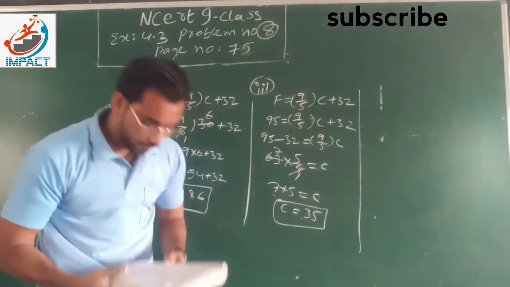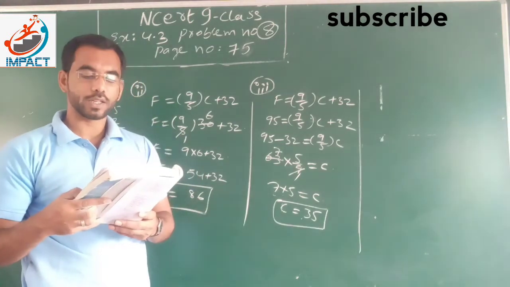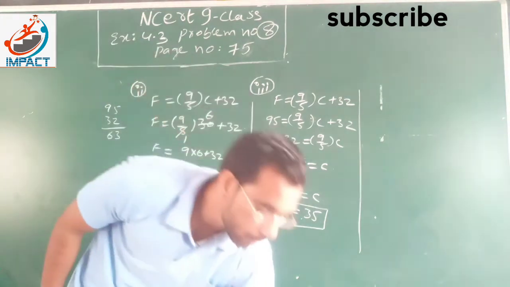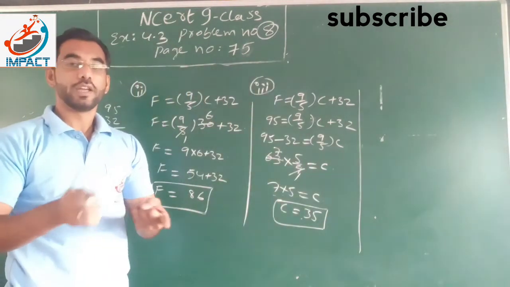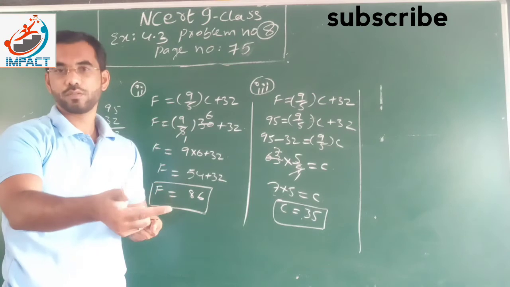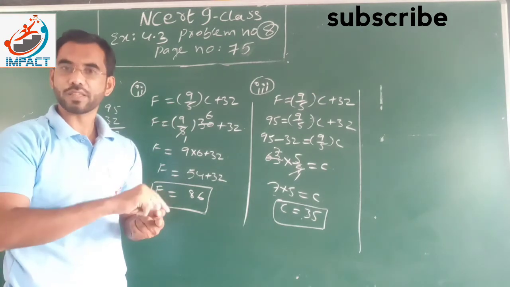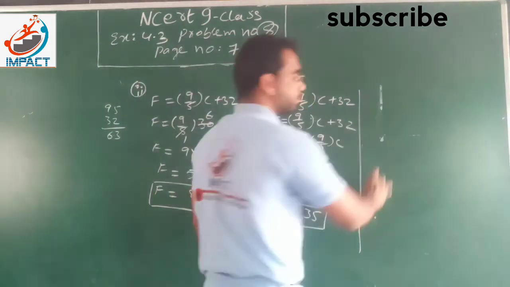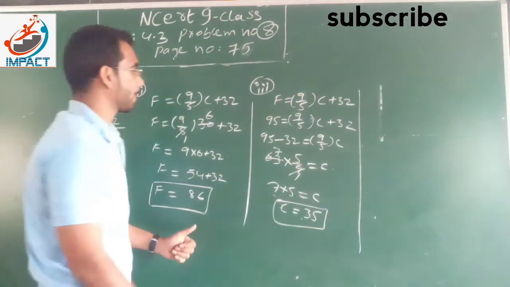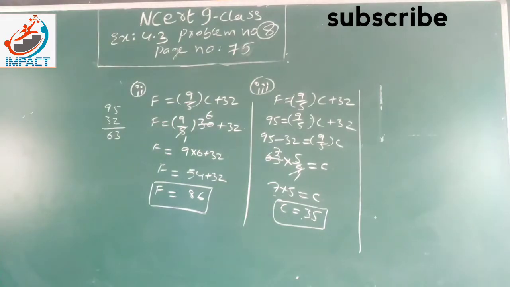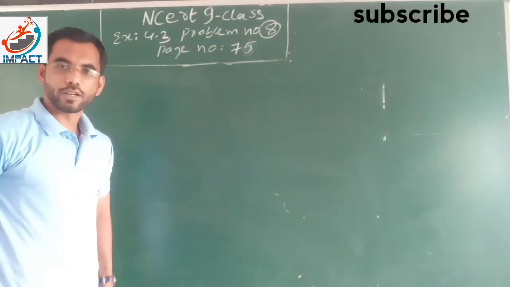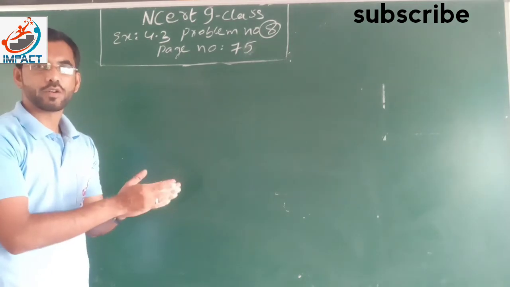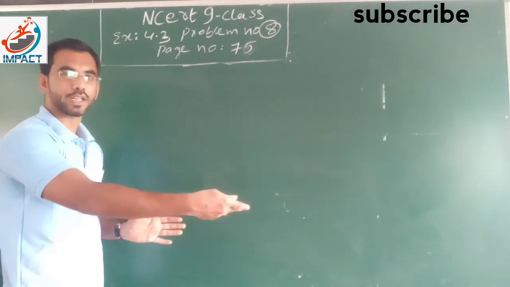Next question. If the temperature is 0 degree, what is the temperature in Fahrenheit? If the temperature is 0 Fahrenheit, that means we are doing both now. If the Fahrenheit is 0, what will be the Celsius? If the Celsius is 0, what will be the Fahrenheit? First we will take Fahrenheit 0 and see, then we will take Celsius 0 and see.